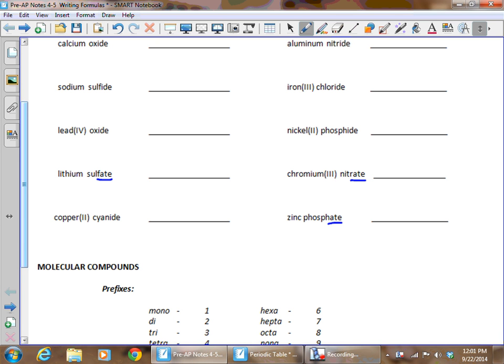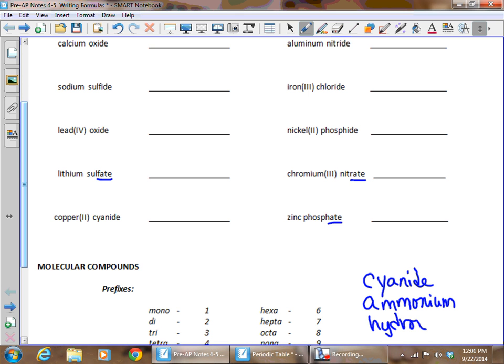The other thing that you want to notice is our three outside of the mold polyatomic ions that we have to recognize: cyanide, ammonium, and hydroxide. Those are three that do not end in ate or ite, but they are polyatomic ions and we have to recognize them as such. So cyanide is our CN minus, remember, ammonium is our NH4 plus, and hydroxide is our OH minus. So watch for those.